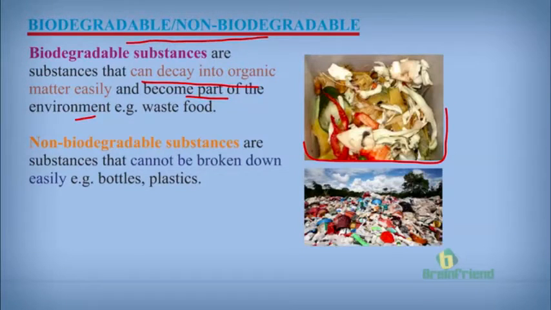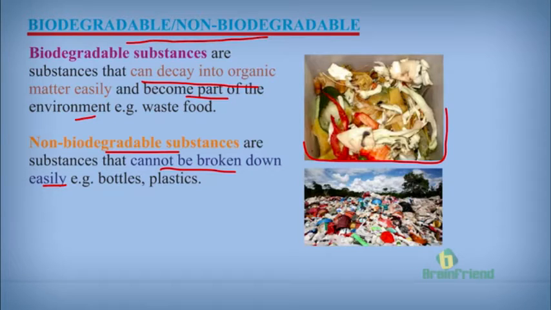But non-biodegradable substances are substances that cannot be broken down easily. For example, our plastic bottles, our glasses, ceramics, they are all non-biodegradable substances.